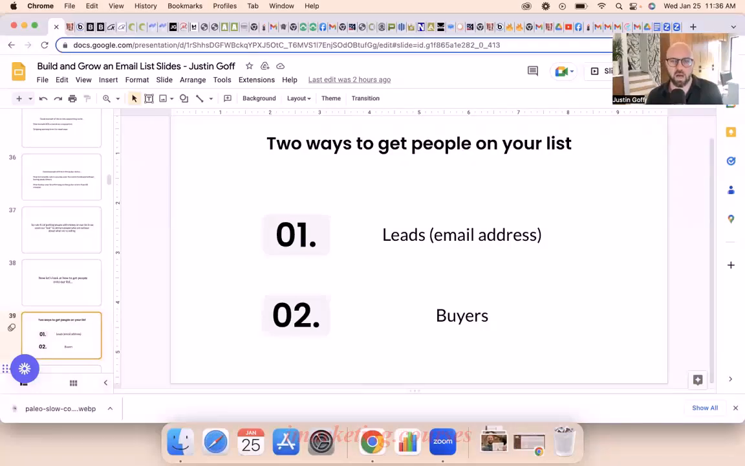All right, we're going to dive into how to get people on the list. There are two different ways: leads and buyers. When I say leads, I just mean you're getting an email address and maybe a name. When you're getting a buyer, you're getting someone who is actually pulling out their credit card and paying money for whatever it is you're offering.